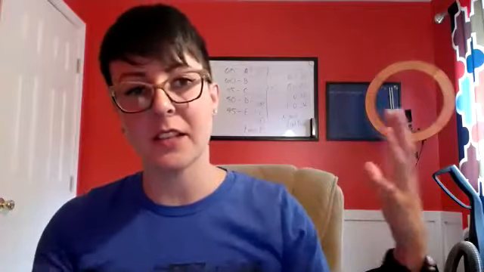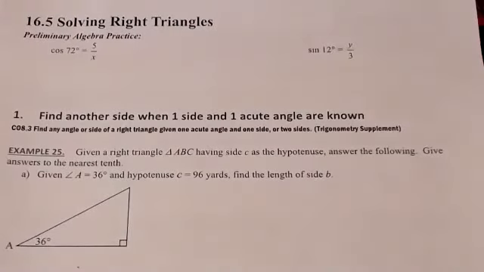I want you to think back to all of the algebraic skills that you have learned so far and use that in solving for the missing piece. So let's take a look at this example. We have cosine of 72 degrees is equal to 5 over x. I want to solve for x, right? What might be the first thing I can do to help me solve for x? What should I do initially? Give me an idea.